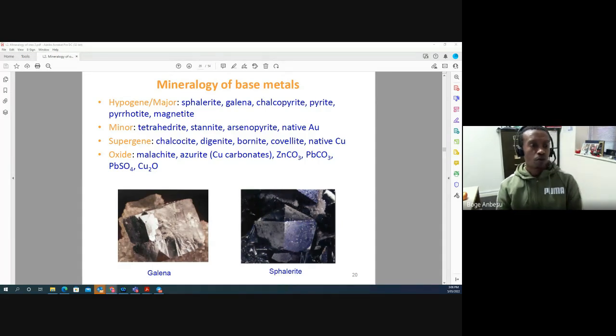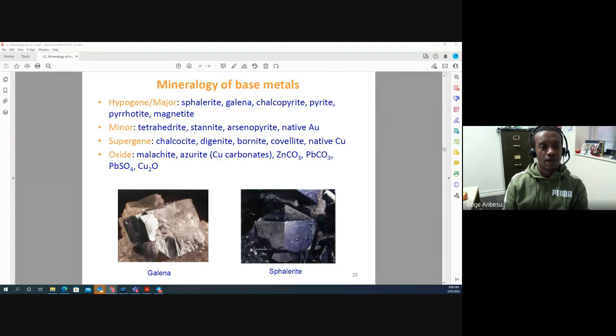So again, you could have other minor elements, secondary sulfides, including tetrahedrite, which is in some places very rich in silver and could be a source for silver, stannite for tin, arsenopyrite, mainly gangue, and also you could have precious metal like gold as well. So that's why I said earlier, you could have places where you have a copper and gold deposit where you can extract both the copper and gold together as well.